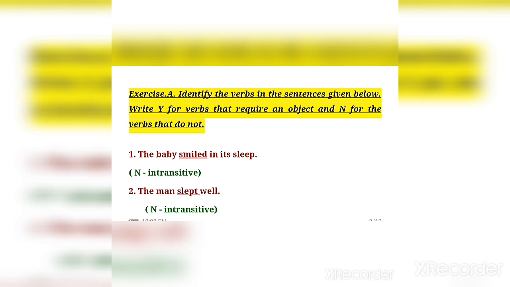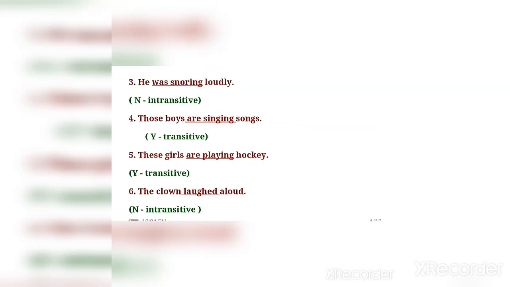Second says: the man slept well. So here slept is an intransitive verb, and the sentence is based on an intransitive verb. Then third: he was snoring loudly. Here also there is no object, so it is also an intransitive verb. Was snoring is an intransitive verb. Then four: those boys are singing a song. There is an object in this sentence, so it becomes a transitive verb. You will underline are singing, and then you will write Y and transitive.